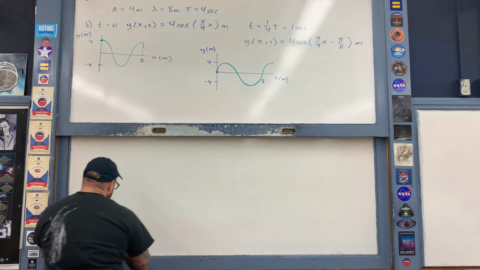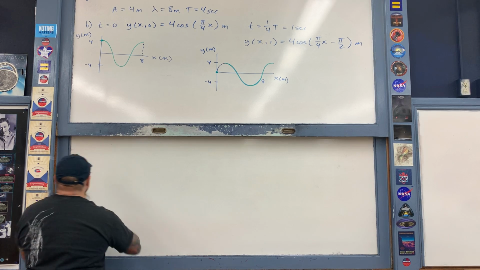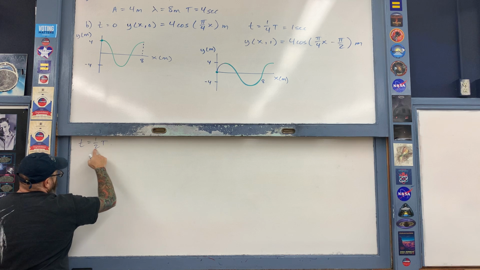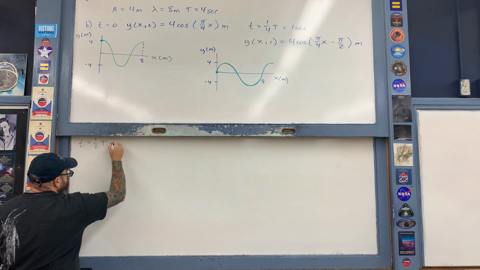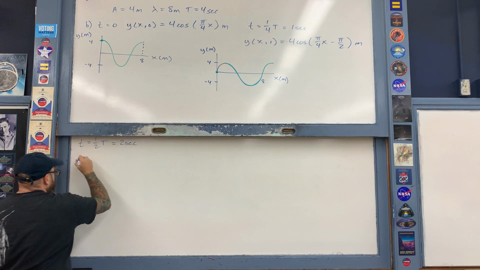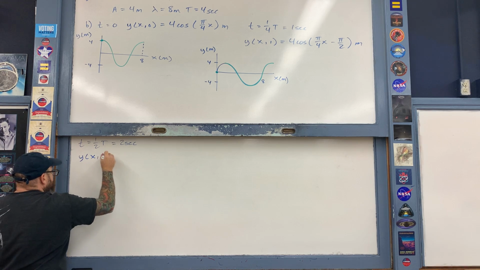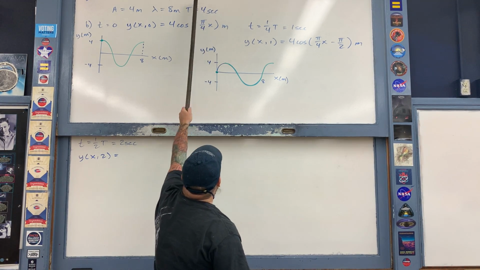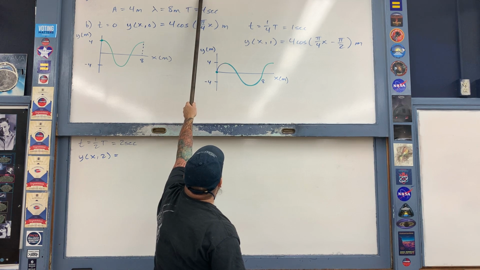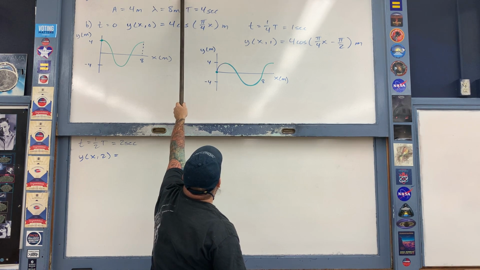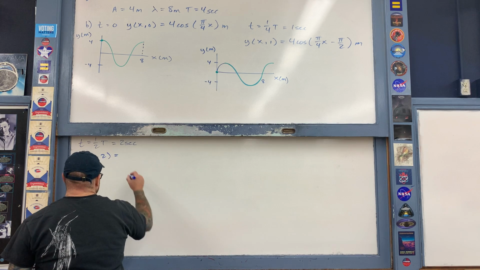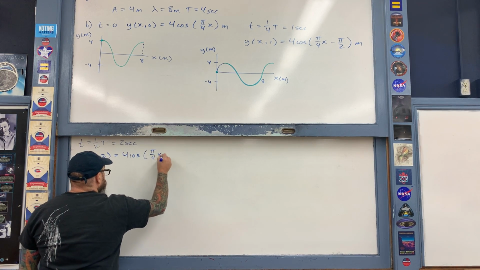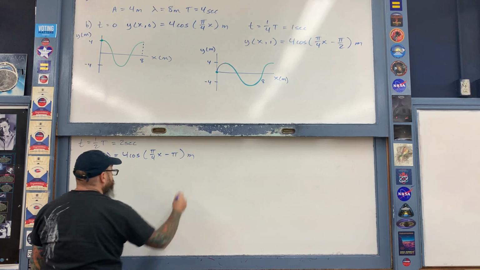The next moment in time is going to be 1/2 the period. So I have here 1/2 of 4 seconds, which is 2 seconds. Now I go into the function and set the time t equal to 2. When I do, the 2's cancel out, and I'm left with a minus pi. So I now have 4 cosine of pi over 4x minus pi, in terms of meters.